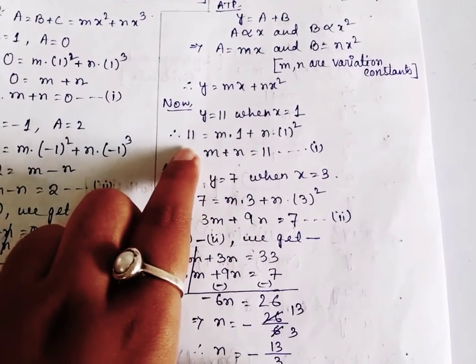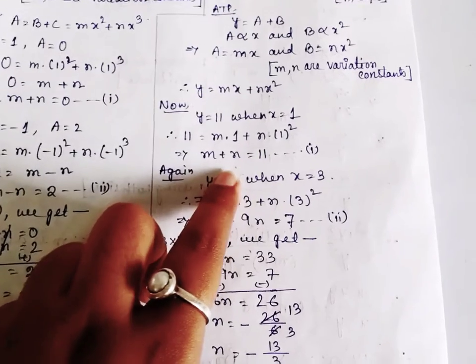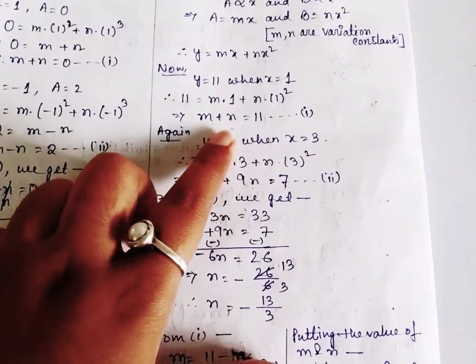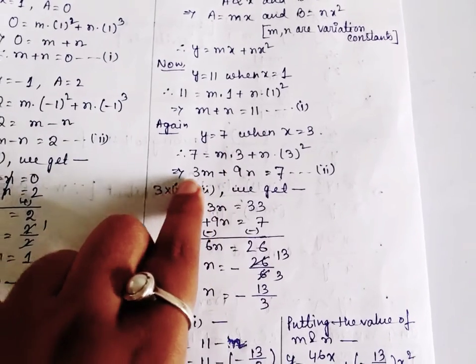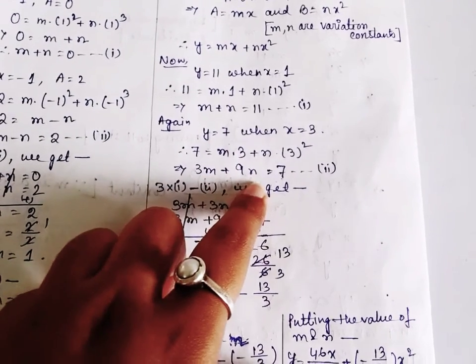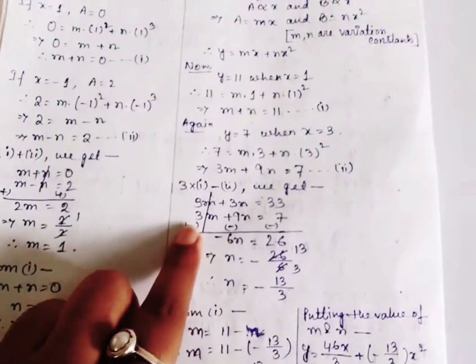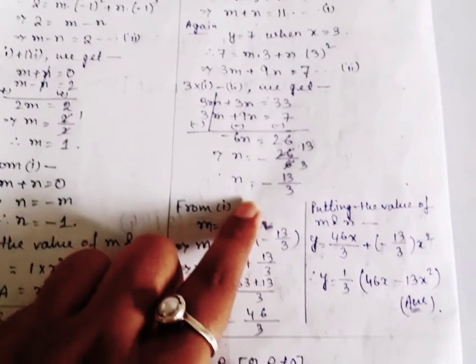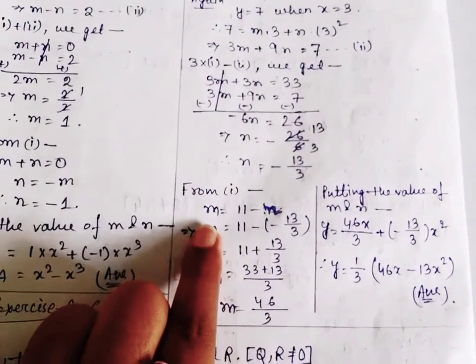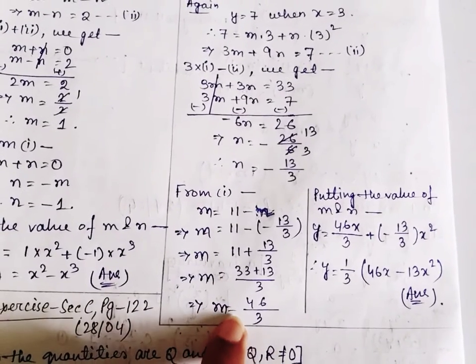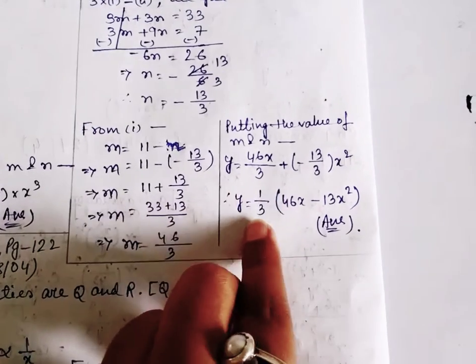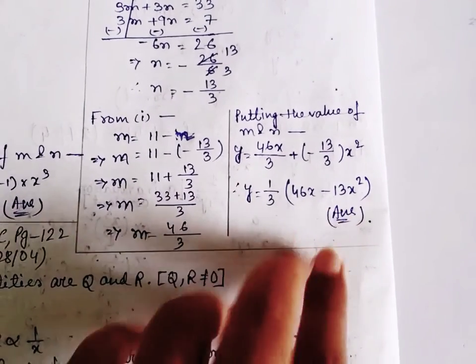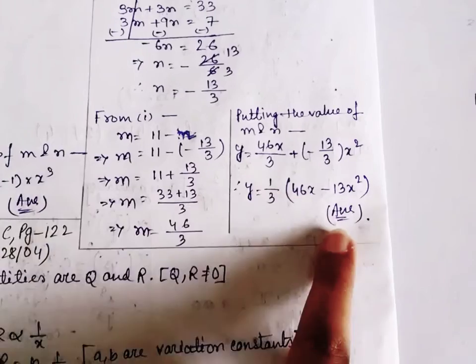Now similarly as the previous one, it is said that when x is 1, y equal to 11, so put the value of y and x, we get m plus n equal to 11. And the other one is when x is 3, y equal to 7, so putting the value we get 3m plus 9n equal to 7. Now we solve the two equations, we get n equal to minus 13 by 3. Putting the value of n, we get m, the value 46 by 3. Then put it in the real equation, write it in a simplified form, we get y as a representation of x.